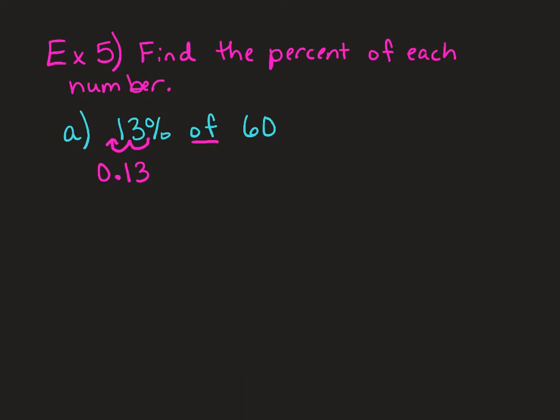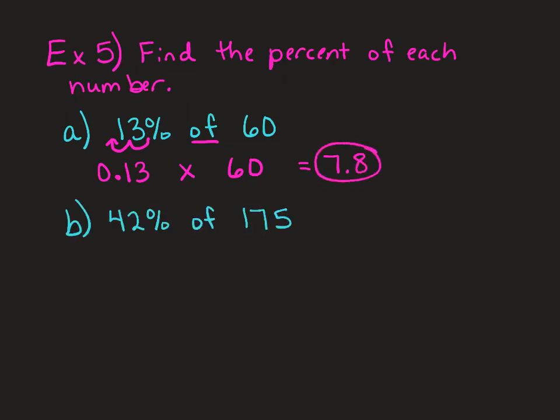Of is a very common keyword in math, and most of the time when you see the word of, it indicates that you're going to multiply. When we're dealing with percent of a number, you're always going to multiply the percent as a decimal times the number. So 0.13 times 60. And at this point, you can just go to a calculator, and you get 7.8, and we're finished.